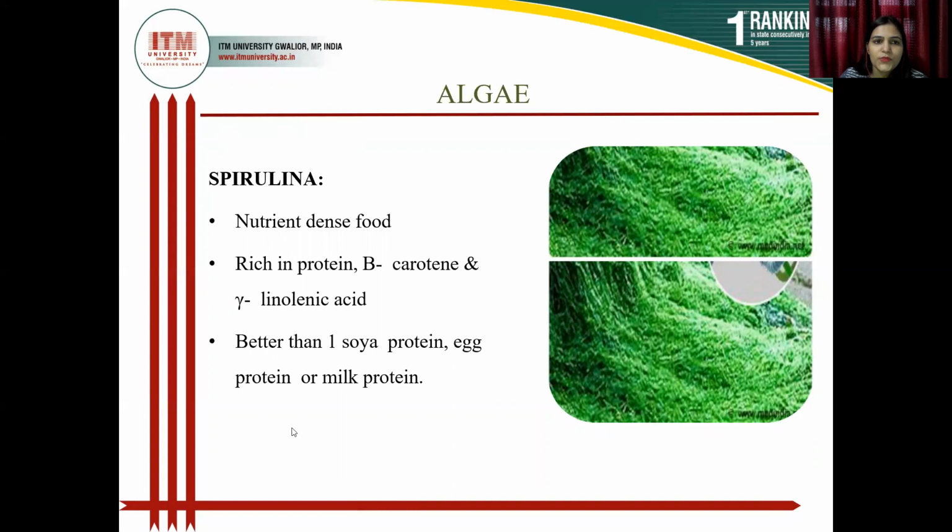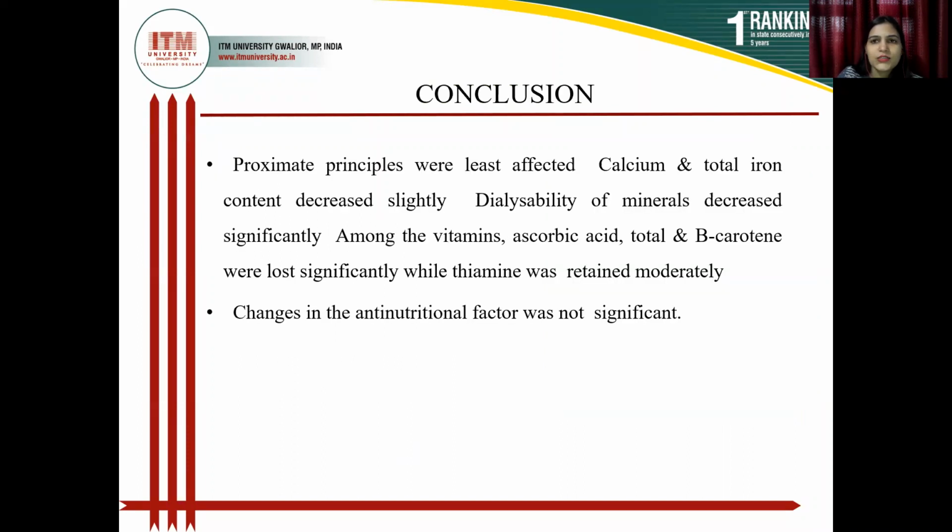And the algae. The alga spirulina is a nutrient-dense food and rich in protein, beta-carotene, and gamma-linolenic acid, better than soya protein, egg protein, or milk protein. So this spirulina is rich in protein and is a better protein compared to soya protein, egg protein, and milk protein. Here is the conclusion.